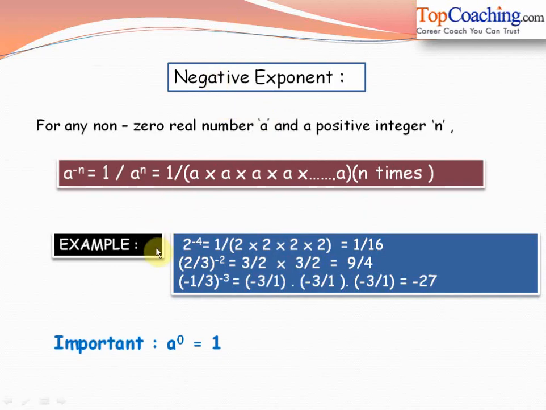One very important point is, if we have 0 as the exponent, then a to the power of 0 is equal to 1. Thus whenever the exponent of any real number is equal to 0, then this is equal to 1.